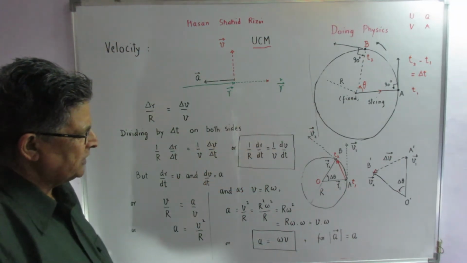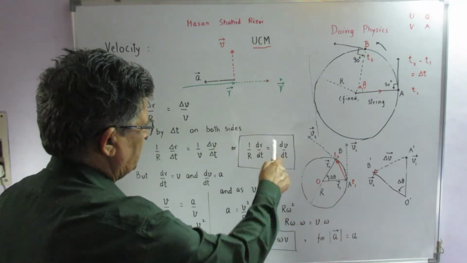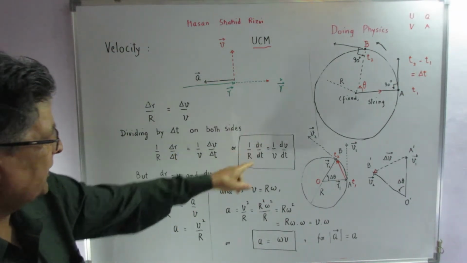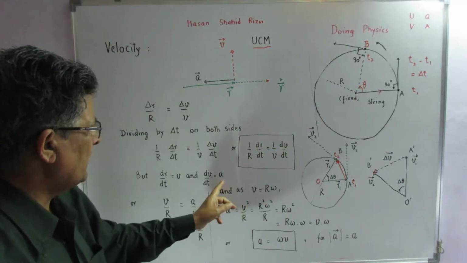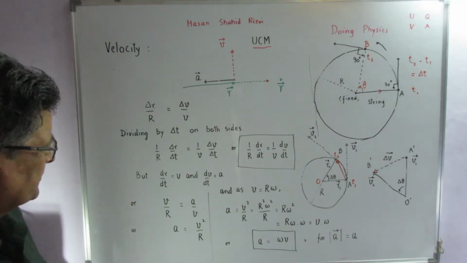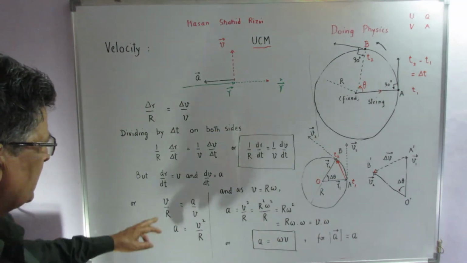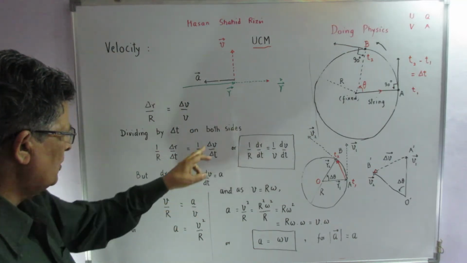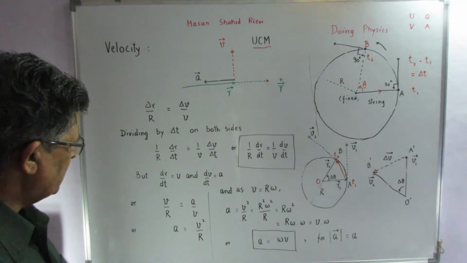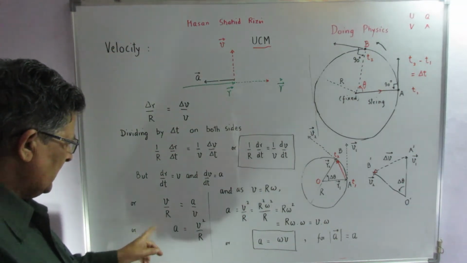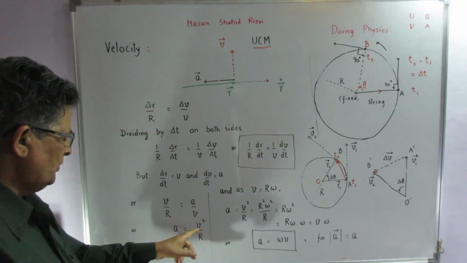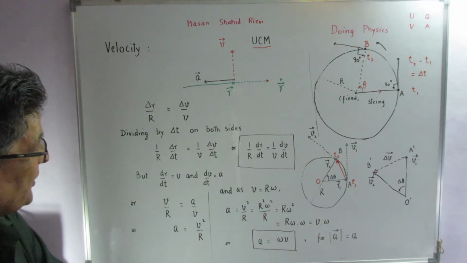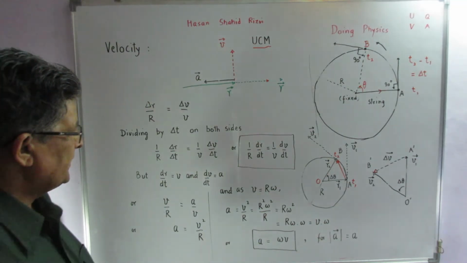dr/dt, rate of change of r, is equal to 1 upon v into dv/dt, that is rate of change of v. But dr/dt here is equal to v and dv/dt is equal to a as per their definitions. So I can write this equation as v upon r is equal to a upon v. And then rearranging the terms, I'll get a is equal to v square upon r, which is the centripetal acceleration. I will talk more about it later on.